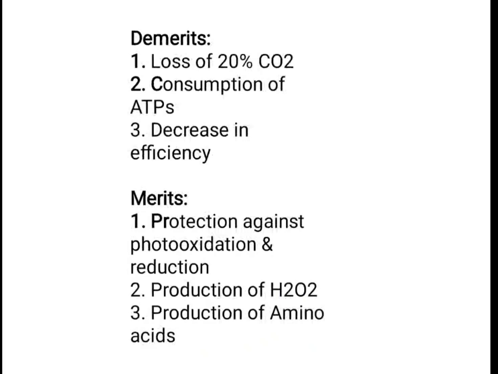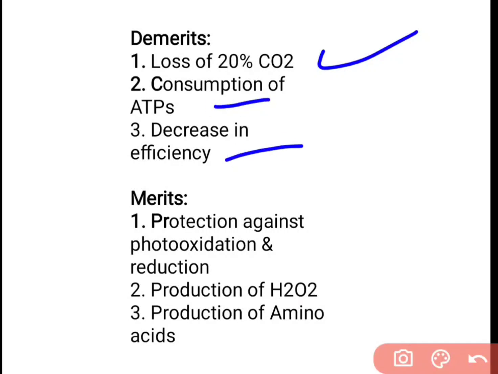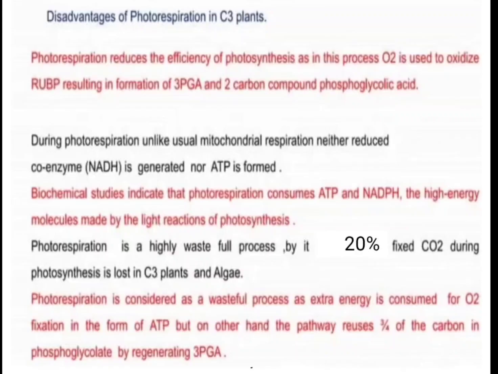Here we'll be discussing the demerits and the merits. We'll discuss the demerits first because as a whole the process is considered to be a wasteful process. The demerits include loss of carbon dioxide, 20 to 25%, consumption of additional ATPs, and decrease in efficiency. The merits include protection against photooxidation and reduction, production of hydrogen peroxide, and production of many other byproducts, metabolites like amino acids. Let's discuss the demerits first.